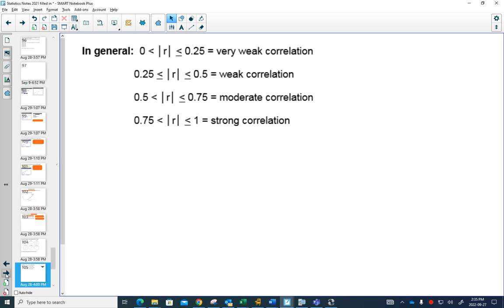So we have descriptors for this. We would say that if it's above 0.75, we'll use strong. 0.5 to 0.75, moderate. 0.25 to 0.5, that's pretty weak. And between 0 and 0.25, that's very weak, almost no correlation whatsoever. So it gives us a way of not only saying there is a relationship, but how good of a relationship. Right?